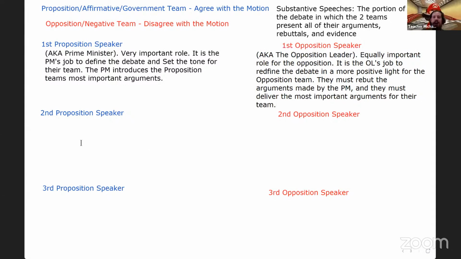Okay, so the opposition leader, or the first opposition speaker. Their job is equally important as the first proposition speaker's, and you might even consider it slightly more important, because it is the opposition leader's job to redefine the debate in a more positive light for the opposition team. They do that by doing two things. Number one, they try to prove that the arguments made by the proposition speaker are not right. They need to disprove them, discredit them, make them look weak and ineffective, essentially.